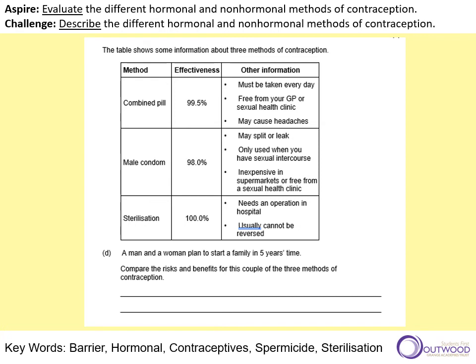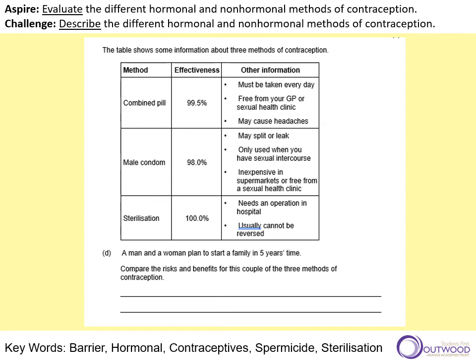methods of contraception. So we've got the combined pill, the male condom, and sterilisation. And this is a classic question that gets asked a lot. You're given the percentage effectiveness for each one, and then you're given some other information. Okay. A man and a woman plan to start a family in 5 years. So they want to start a family in 5 years, but they do not want to start a family now.